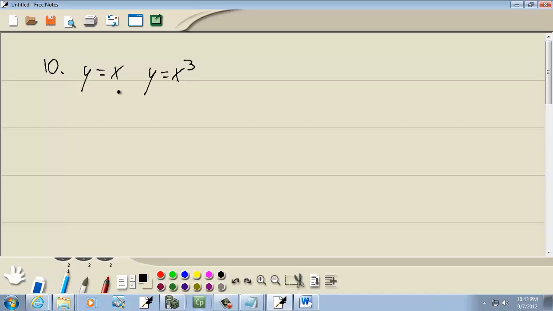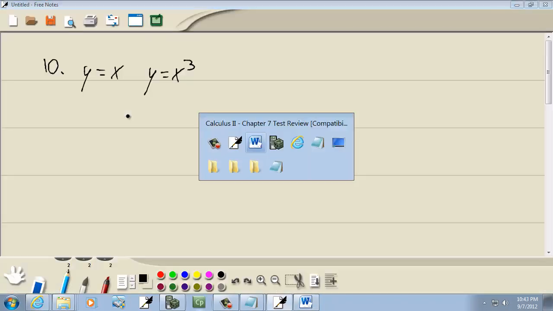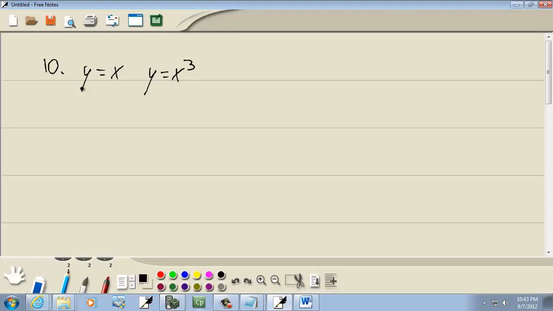Now, the fact that this is an odd function, and we're trying to determine the area of the region, can't have negative area, and the fact it's an odd function, we can just go from 0 to whatever value this is, and then double it by symmetry. So let's find our point of intersection.